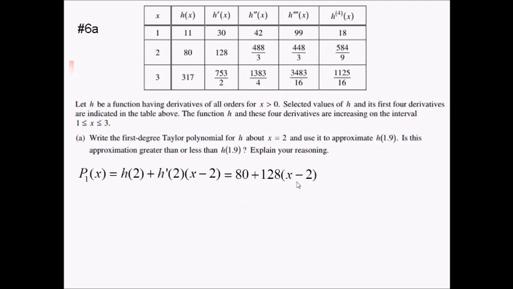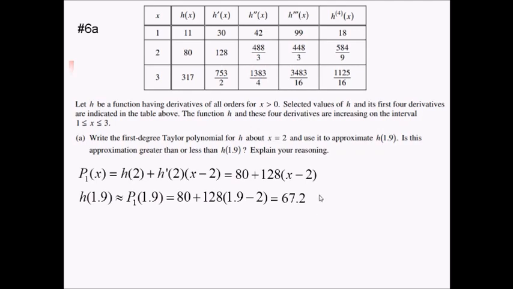And now we need to use this to actually approximate h of 1.9, so we'll plug that in for x. And we'll say that h of 1.9 is approximately equal to P sub 1 of 1.9 here. I don't have to simplify this, but I'm going to go ahead and do it anyway. So this is negative 0.1, and then that makes this negative 12.8. 80 minus 12.8 comes out to 67.2. So there we go. Now we're not done.